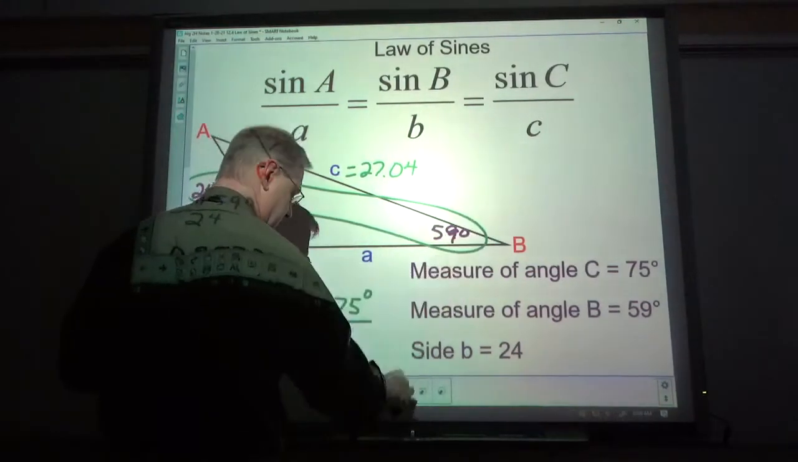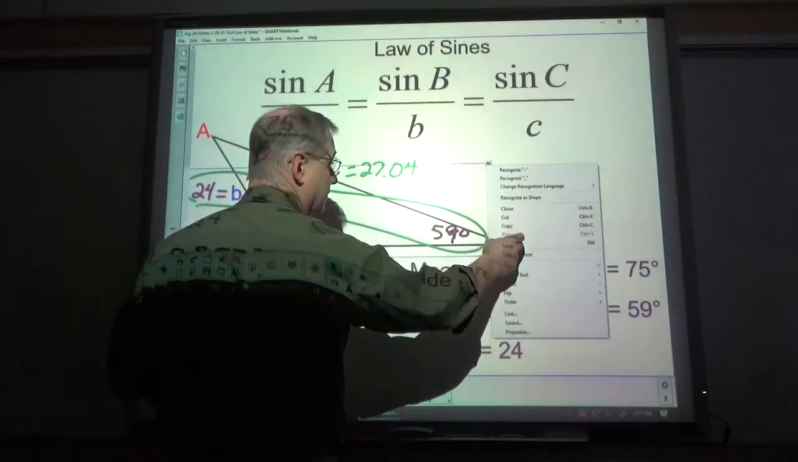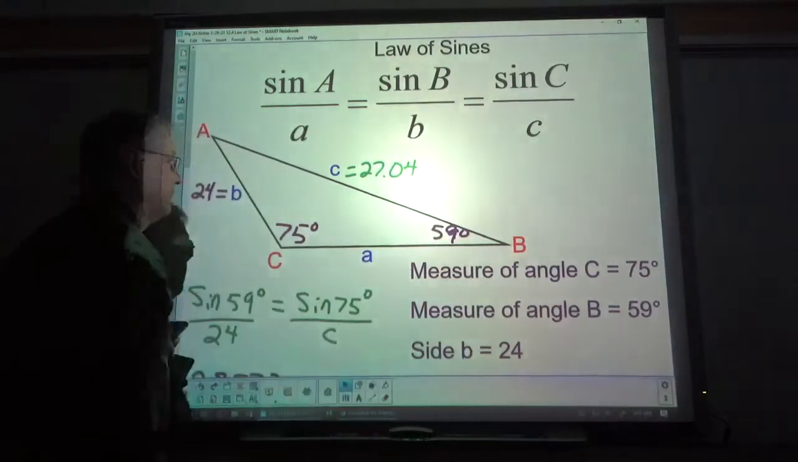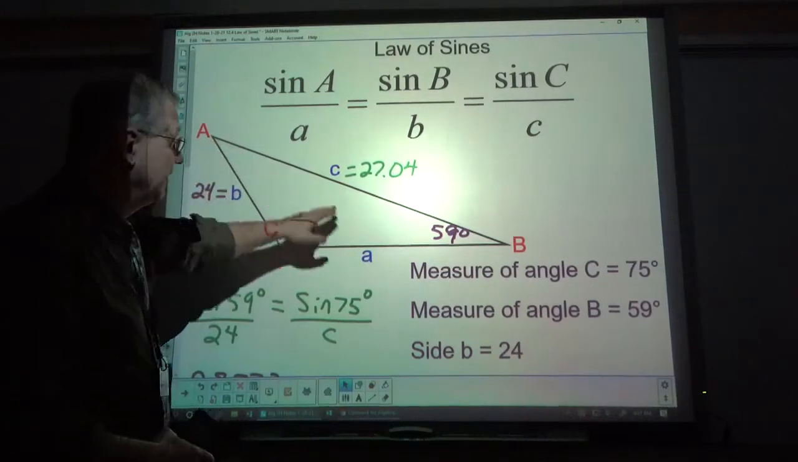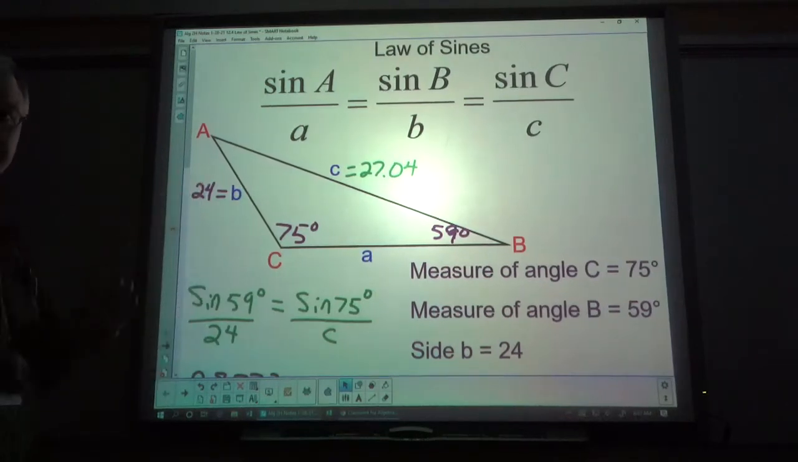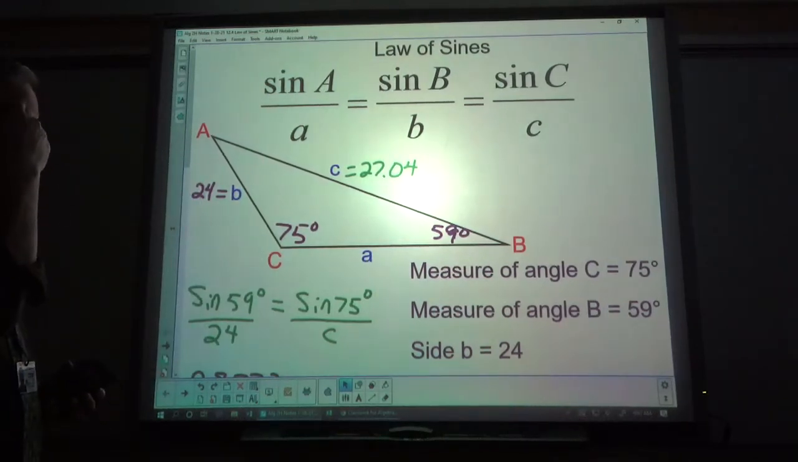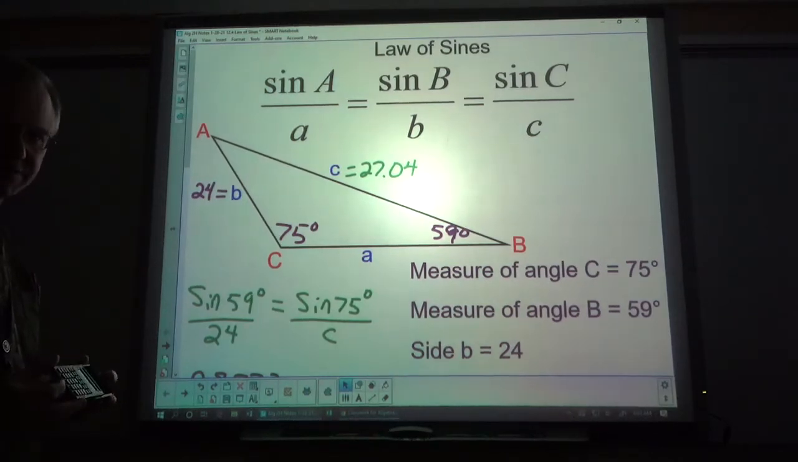Let's get rid of that, so it's not in the way. All right. Now, I have angle A missing and side A missing. To be able to find all the missing parts, I need to, well, think about it. What do you know about a triangle's angles? Well, they add up to 180.